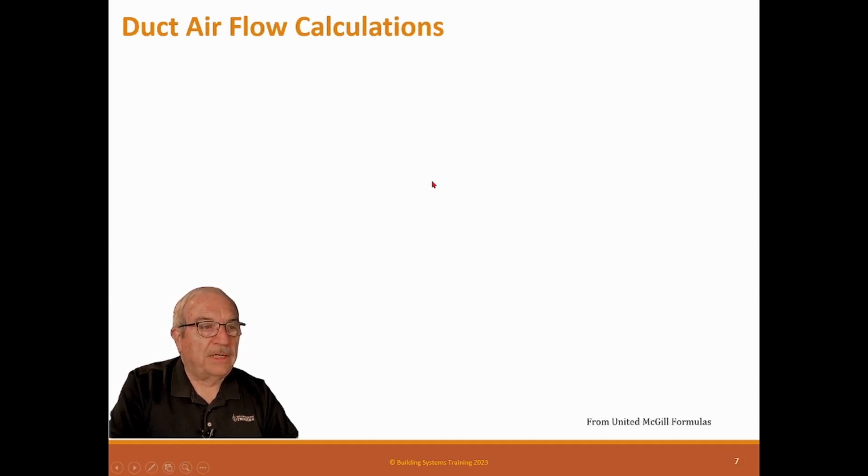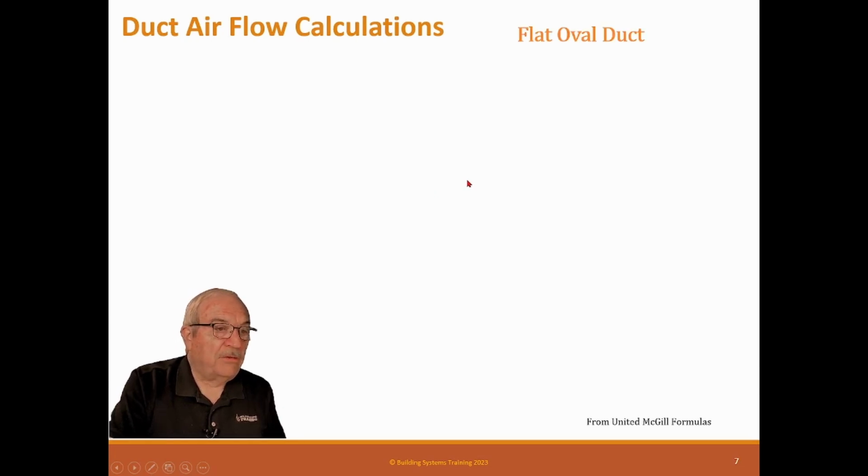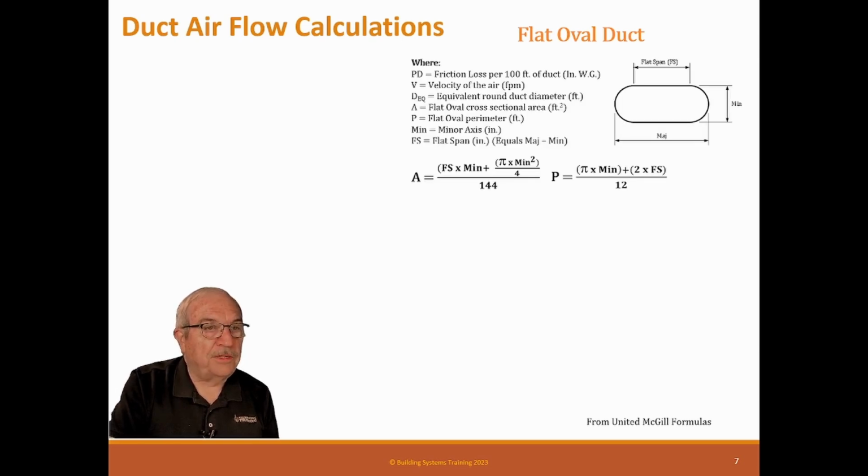All right, now we've got a different animal here. We've got flat oval duct. Flat oval duct was created because round ducts are the most perfect duct, but they don't fit a lot of places. They're just too big. So they created flat oval duct to fit in spaces where a round duct won't fit. This is not quite as good as a round duct, but it's much more efficient than a square duct. So these are the formulas.